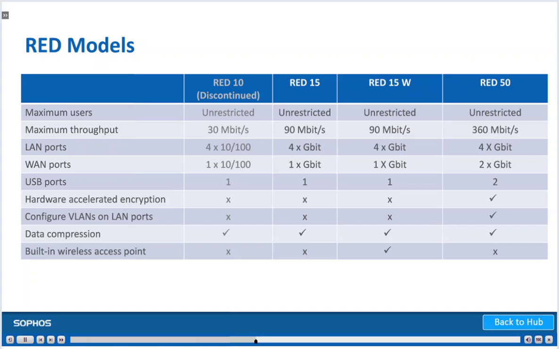The RED 50 has two WAN ports which can be configured for load balancing and failover, and two USB ports which can be used to provide backup connectivity using UMTS. Other RED models have a single USB port. The RED 50's LAN ports can also be configured to support VLANs. The number of users that can be used with all of the RED models is unlimited, and the model selected is driven by the maximum throughput and other features.